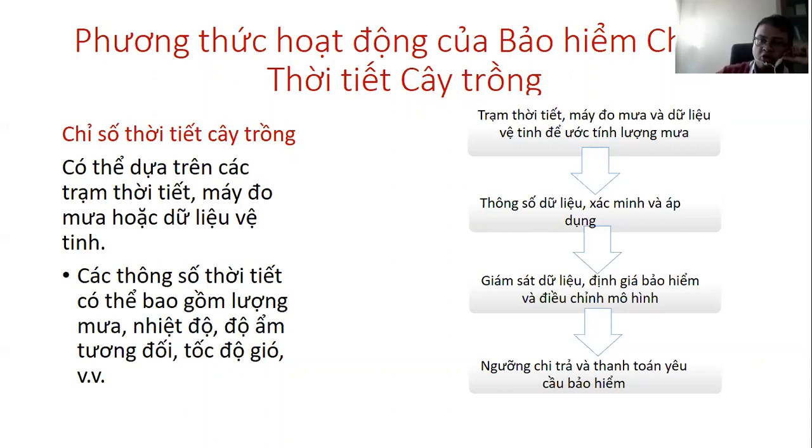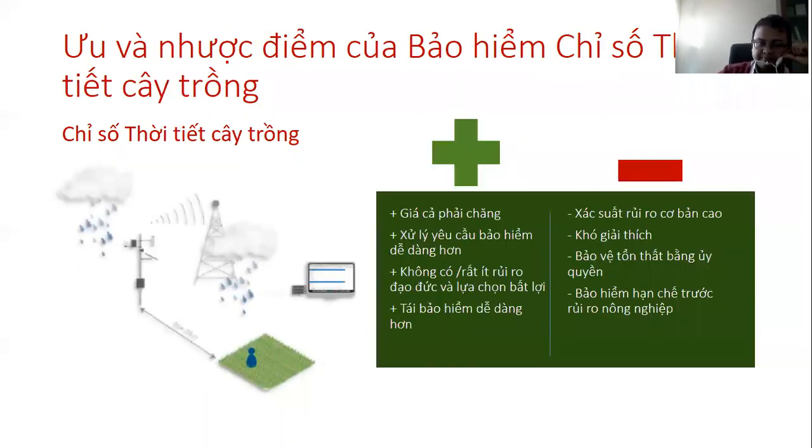Now, with this kind of product, it has its pros and cons again, as outlined in the next slide. So on the advantages, one big advantage is that the claims processing does not require farmers to report losses or verify, or for local authorities to verify losses and authorize losses and so on.